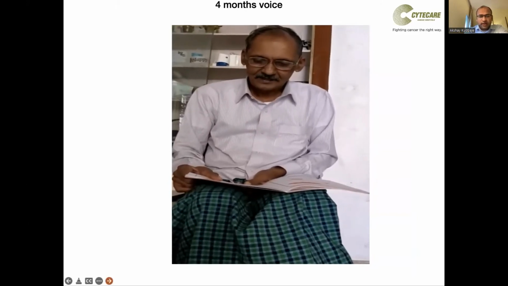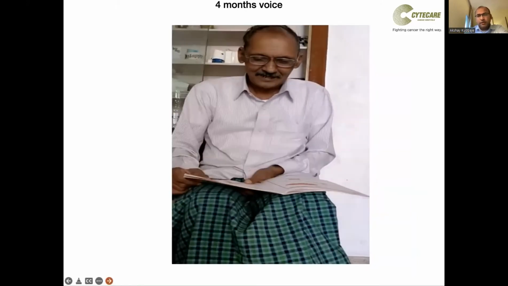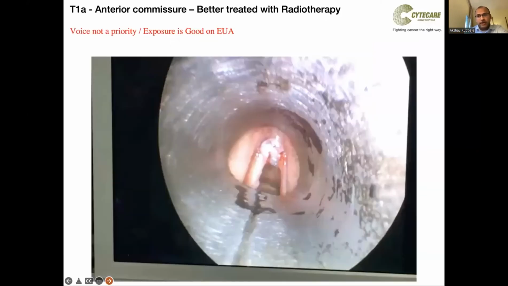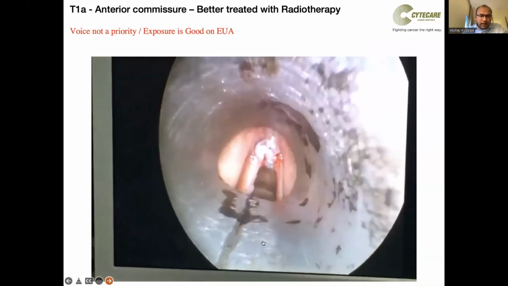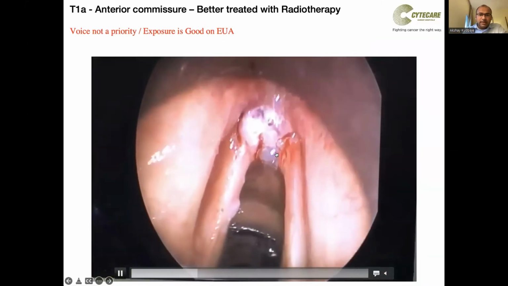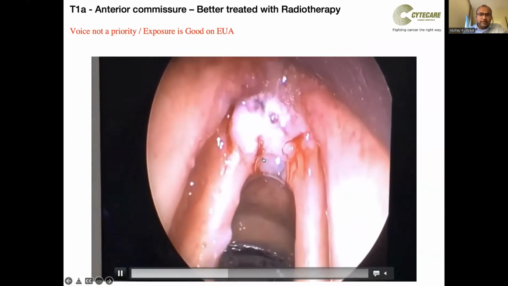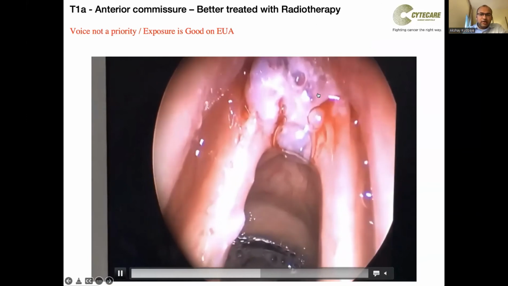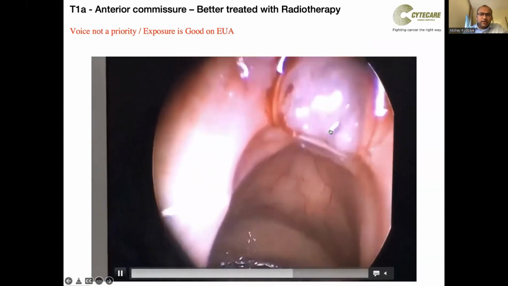So again, these are not ideal cases. However, if the patient's voice expectations are modest, he's willing to compromise on the voice outcomes, probably laser is an option to be considered. T1A lesions were bulky anterior commissure lesion, but no significant subglottic extension. Again, we gave the option for transoral laser surgery.